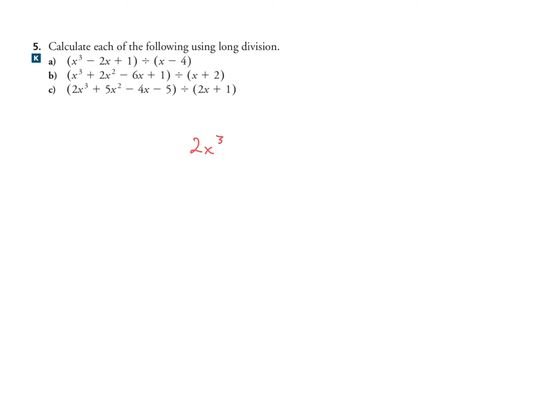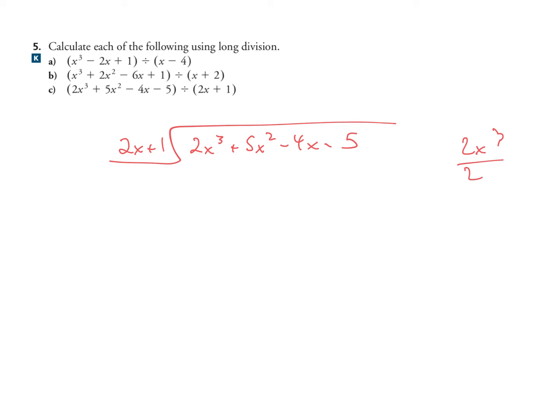2x cubed plus 5x squared minus 4x minus 5, divided by 2x plus 1. That time I made sure that all the terms were there. All the terms are there. 2x cubed divided by 2x is, these cancel, x squared.